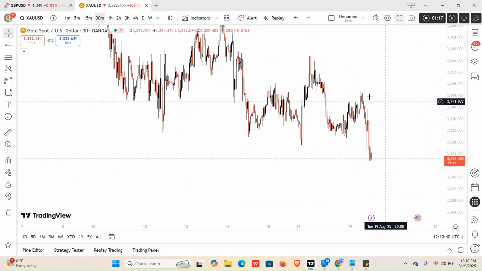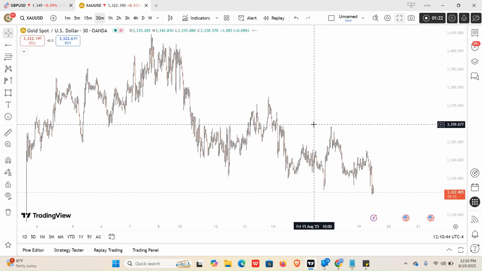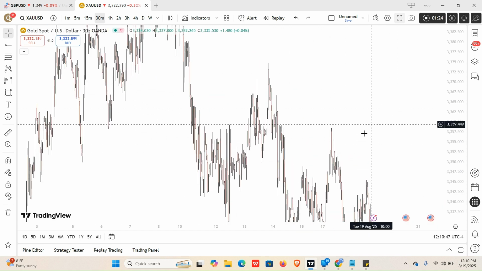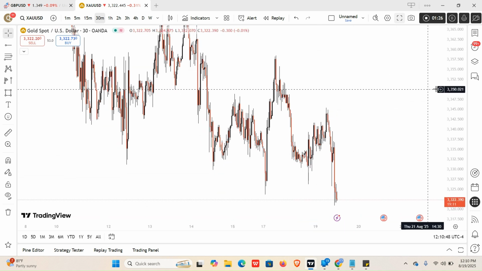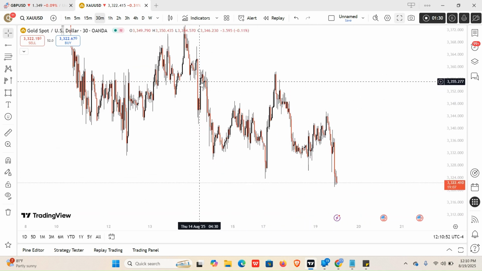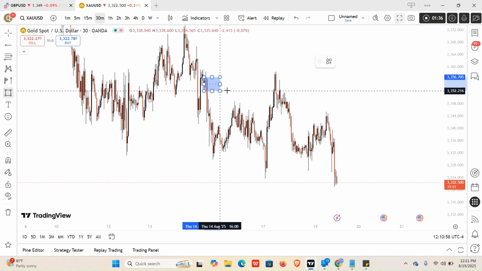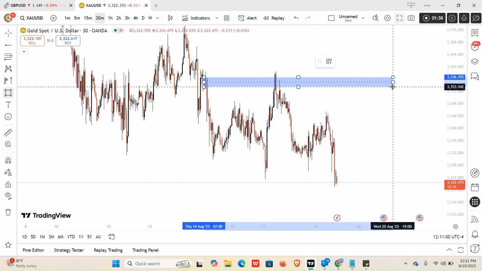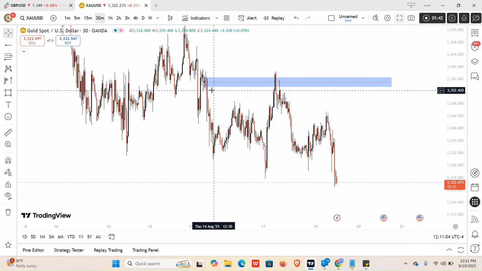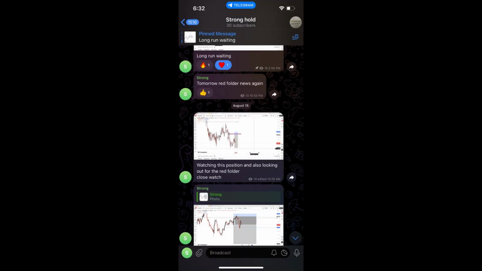Okay, so Friday. On Friday we were expecting a red folder news. I was expecting the market to push up to this level, and this level, and respect it. So I wanted the market to push up to this level and respect it.